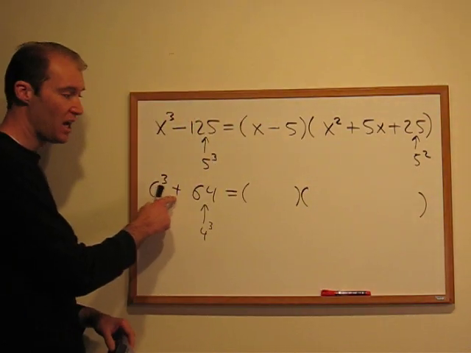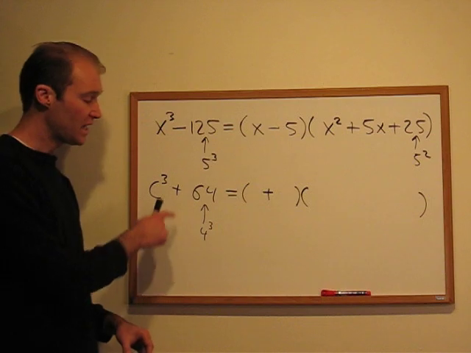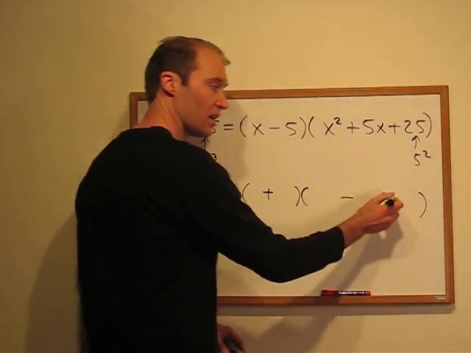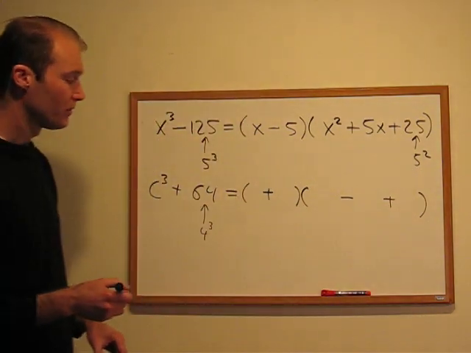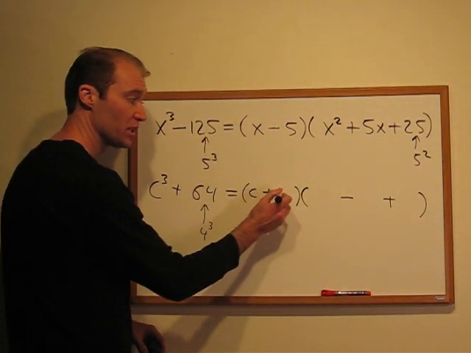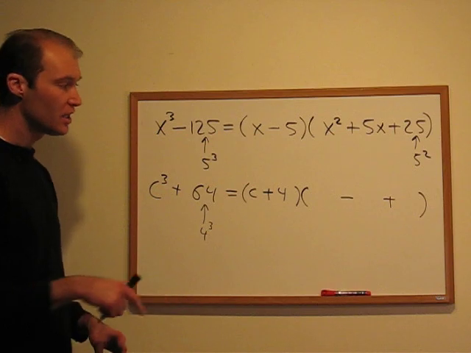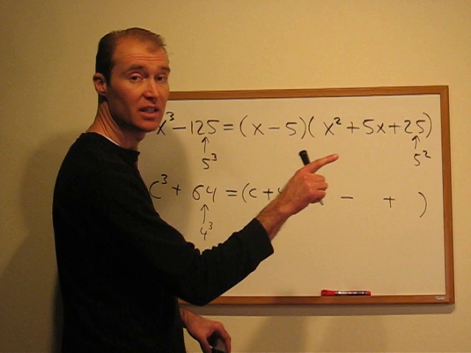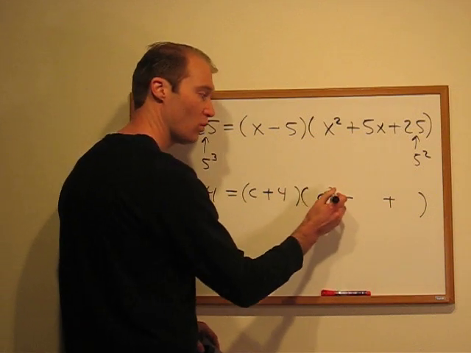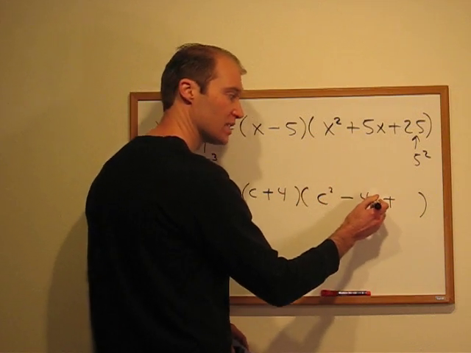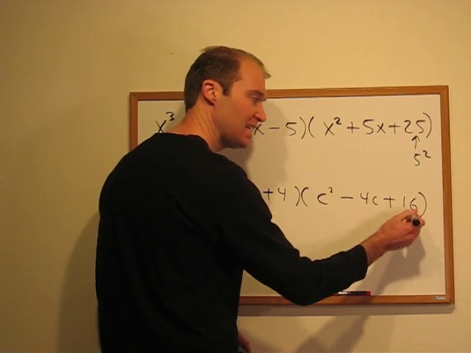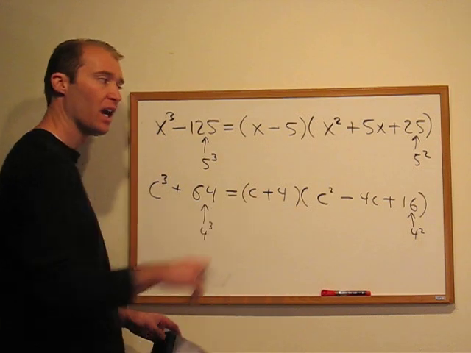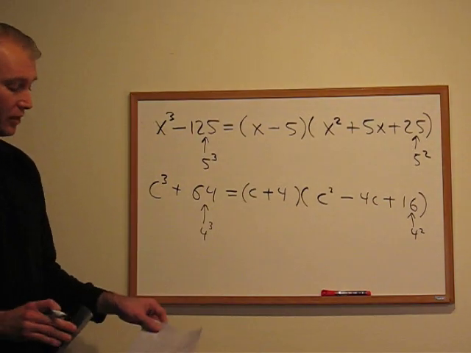And since this is a positive, these have to have the same signs. These are opposite, and this is always positive. So what I'm going to have here is c plus 4, and then descending powers of c and ascending powers of 4. So it's going to be c squared minus 4c plus 16, because 16 is just 4 squared, descending powers of c and ascending powers of 4.